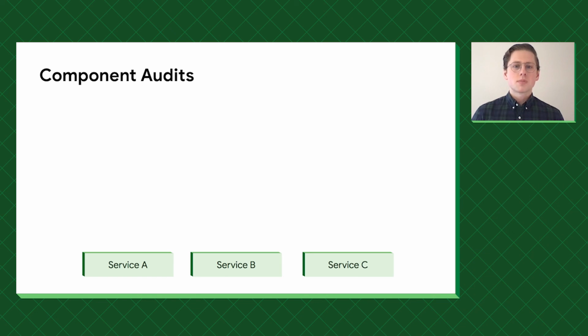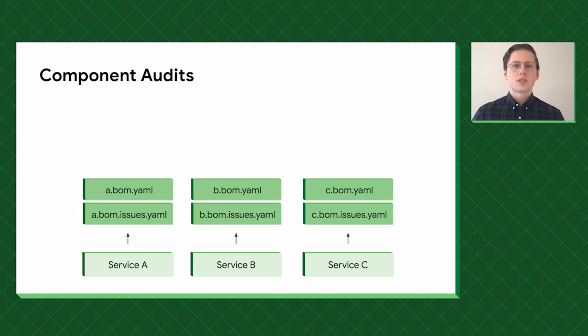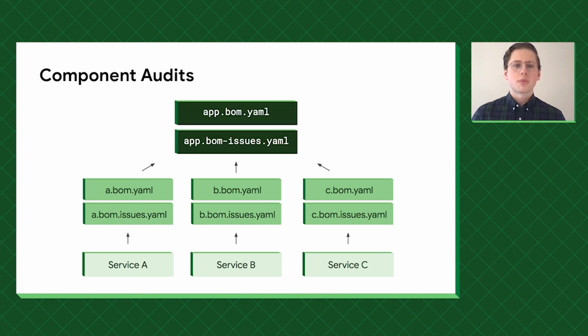At VMware, we have some larger products that are constructed of many services. In this case, OSS audit is used to generate a BOM for each service. These service BOMs are then merged together to create one top-level BOM and BOM issues file for the entire product. This gives product and service teams insight into what they're shipping at varying degrees of granularity.